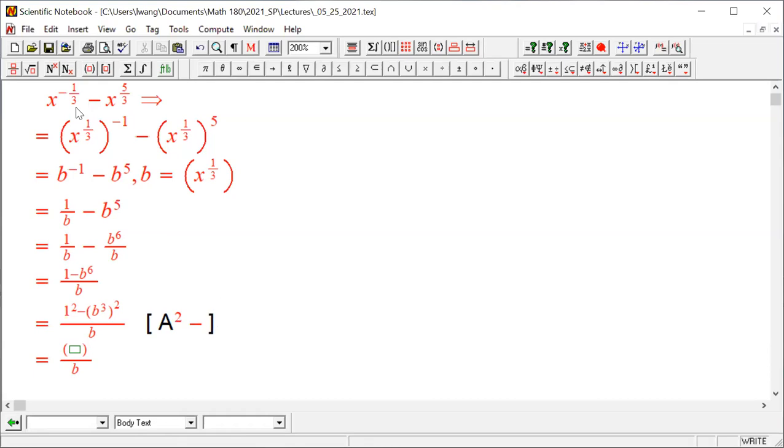Oh, sorry, b squared. We know how to factor that, don't we? Which is a plus b times a minus b. So in this factored form, you will have 1 plus b raised to the power 3 and 1 minus b raised to the power 3.